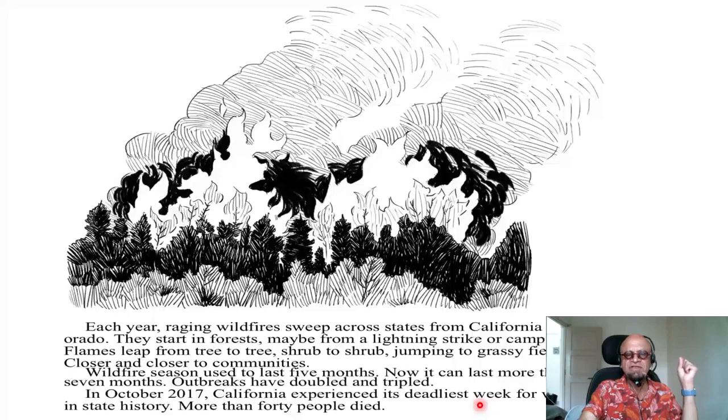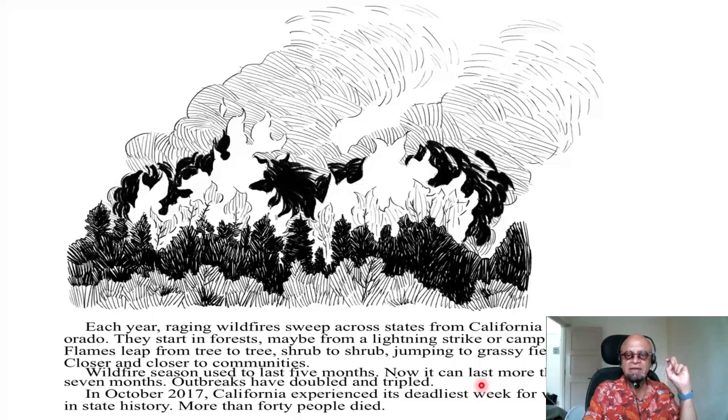They start in forests, maybe from a lightning strike or a campfire that people were not careful about. Flames leap up from tree to tree, shrub to shrub, jumping to grassy fields, closer and closer to communities, because we are moving closer and closer to woods and natural vegetation, because it's fun to live near forests, right? Wildfire season used to last just 5 months in the US. Now it can last more than 7 months.